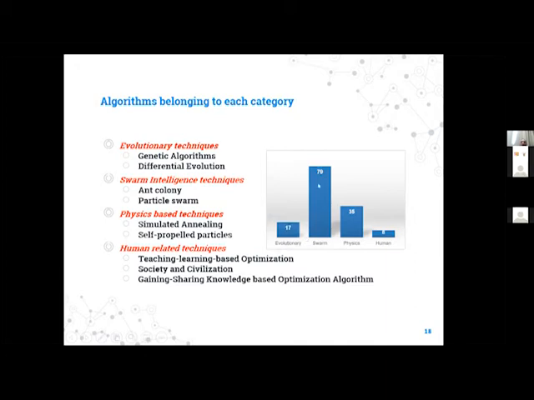and there are about 79 algorithms that belong to swarm intelligence, and there are also 35 algorithms that belong to the physics category, and finally there are about 8 algorithms that belong to human-related techniques. Actually, our novel algorithm, which is called the gaining sharing knowledge based algorithm, belongs to this category.